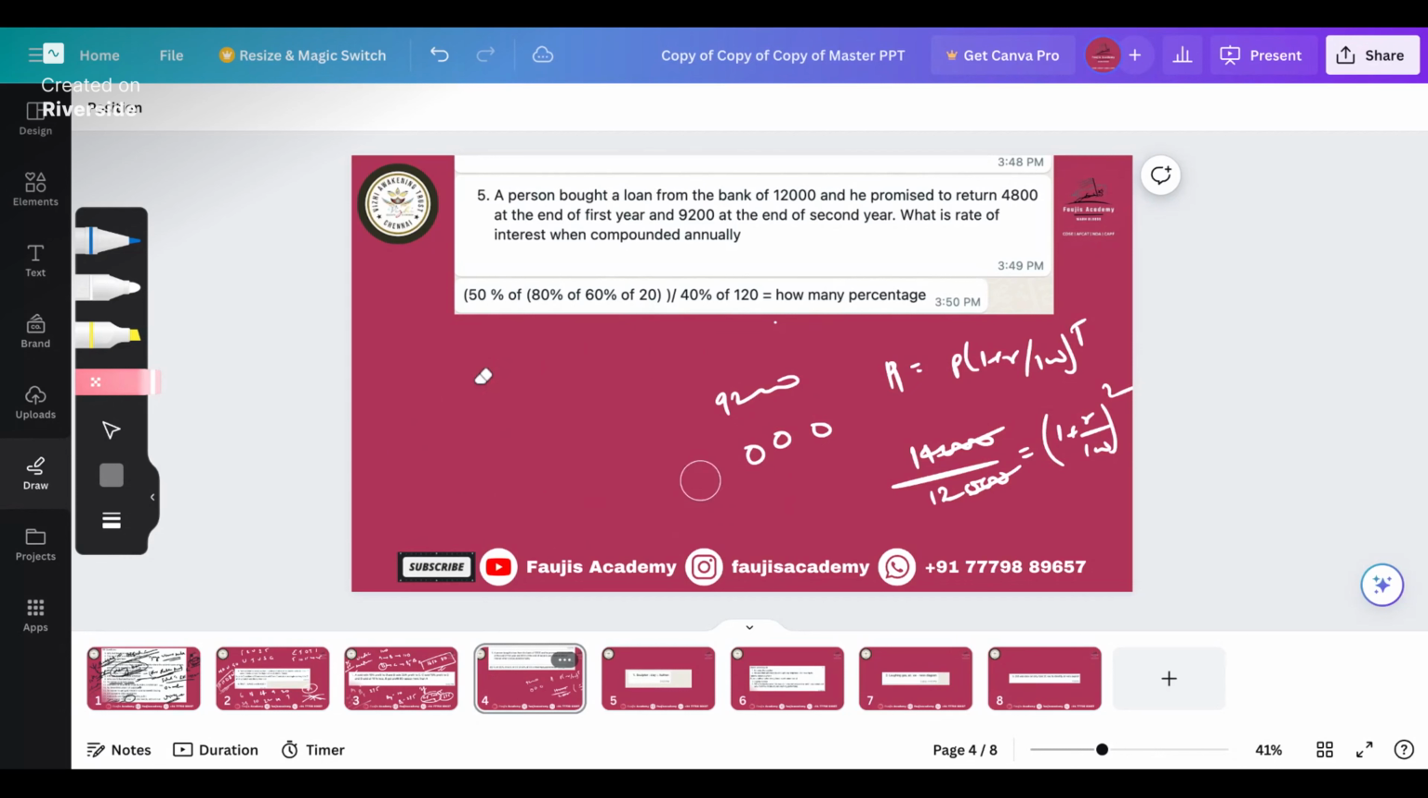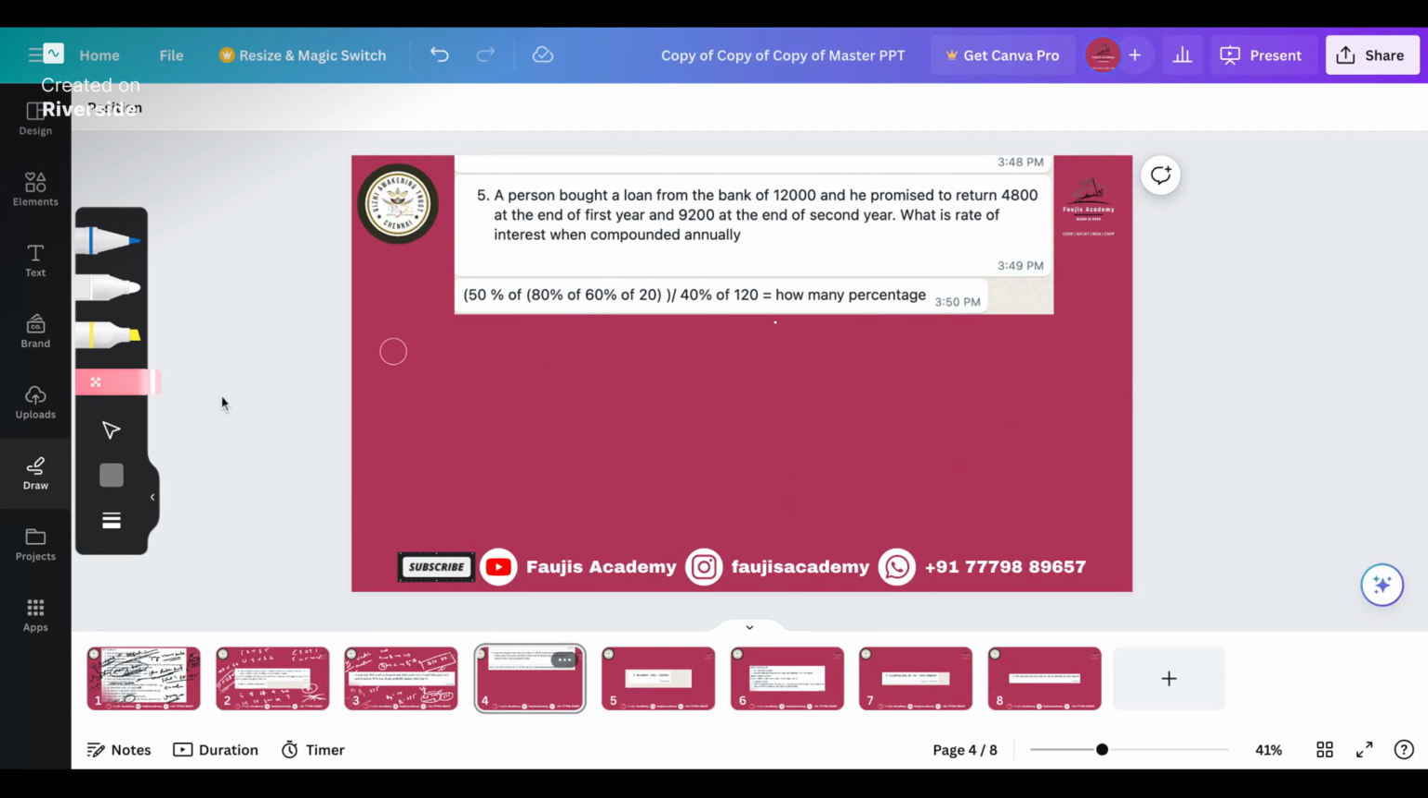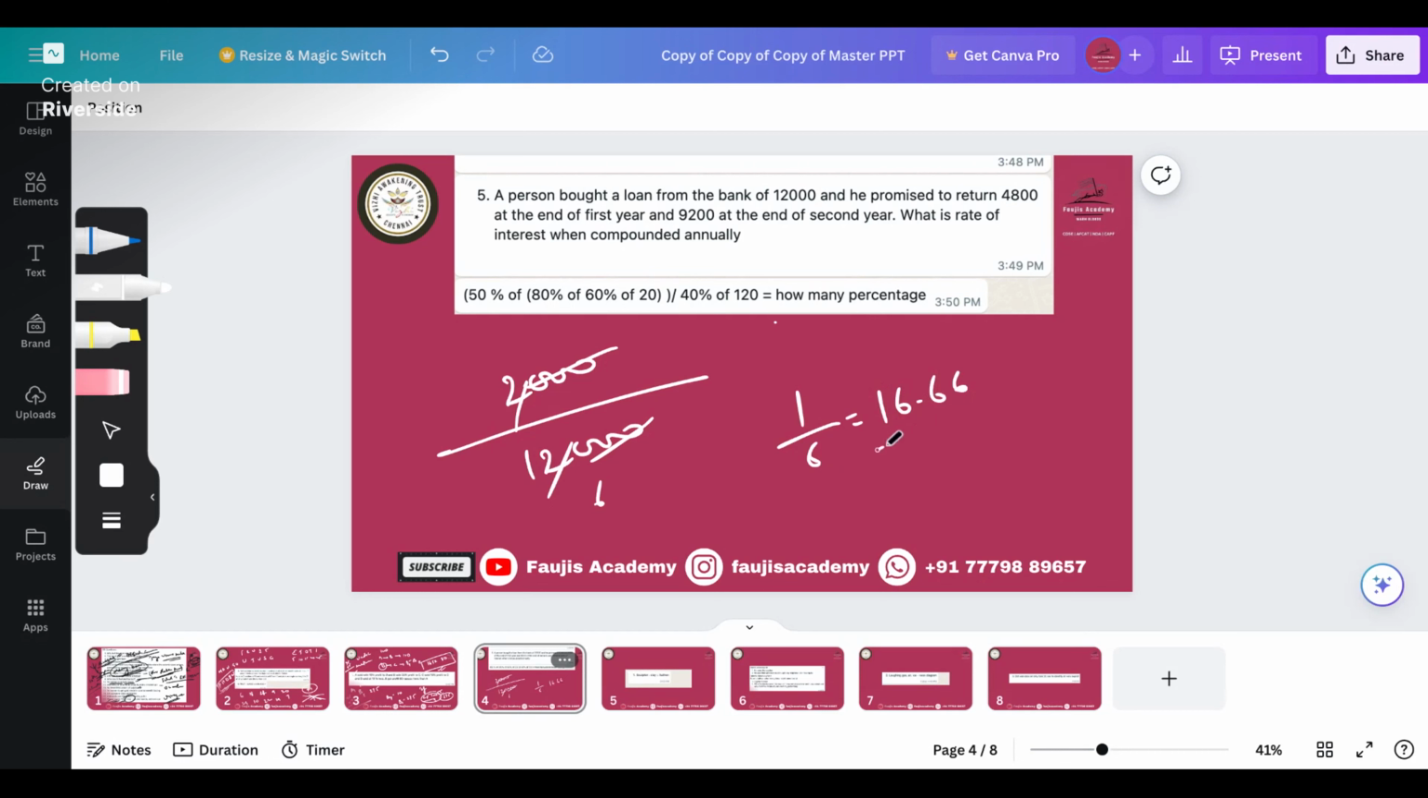So guys, look, if you do not want to get confused with all these roots, just try to make a calculated guess. 2,000 rupees of interest was there out of 12,000 rupees. That means 1 by 6. How much is 1 by 6? It is 16.66%. Over 2 years, that means 8.33.